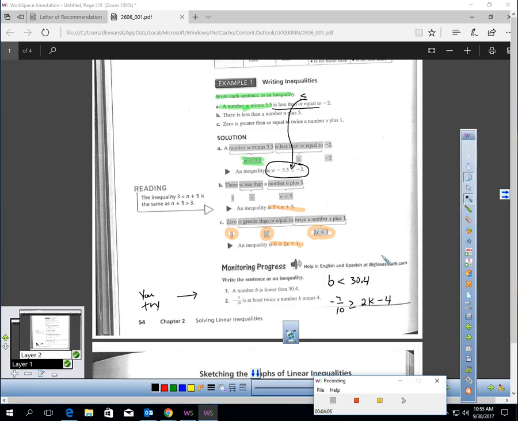And I'm back. For question 1, a number b is fewer than 30.4. You should have this: b is less than 30.4. Or on number 2, negative 7/10 is at least twice a number k minus 4. So here's negative 7/10 is at least twice a number k, which means doubling k, subtract 4.